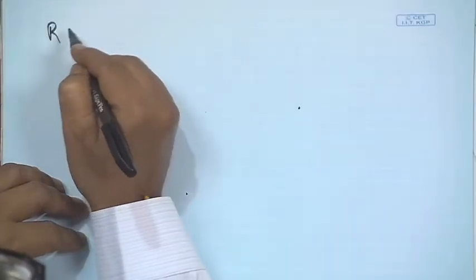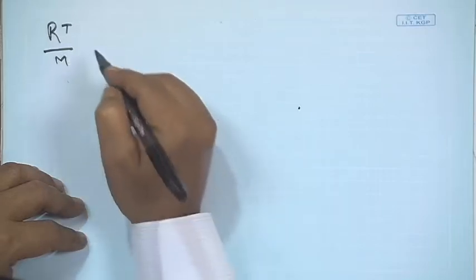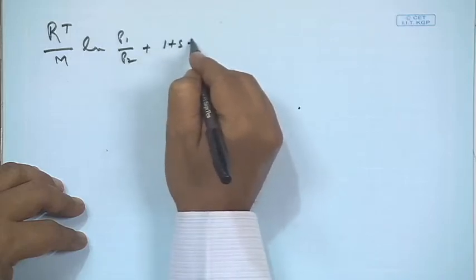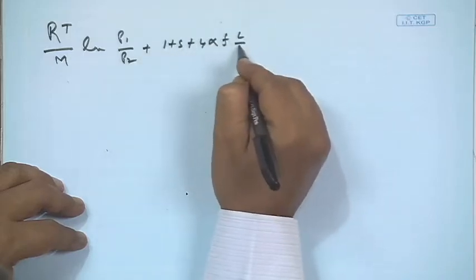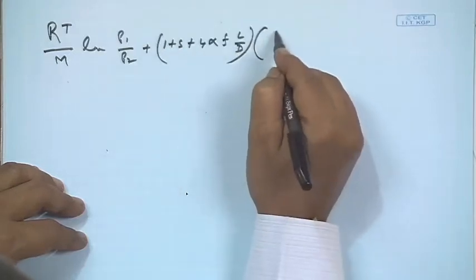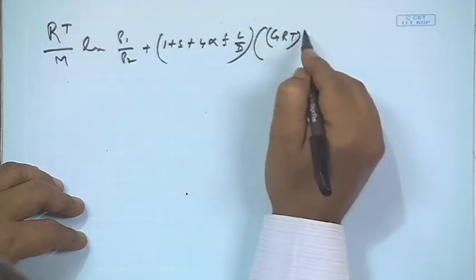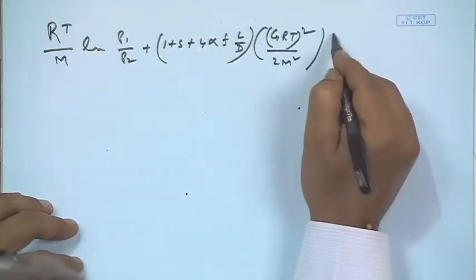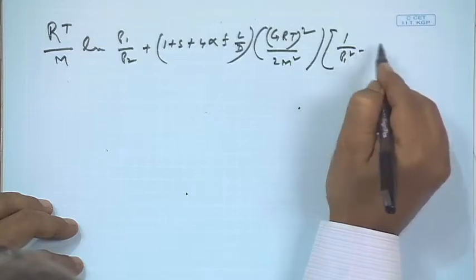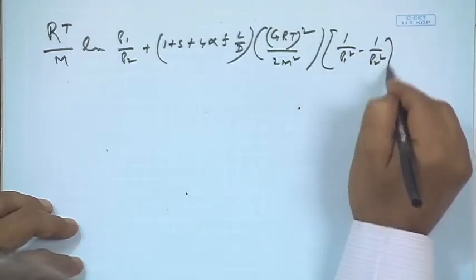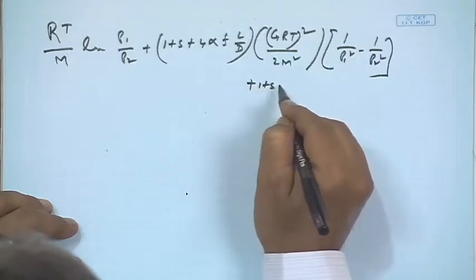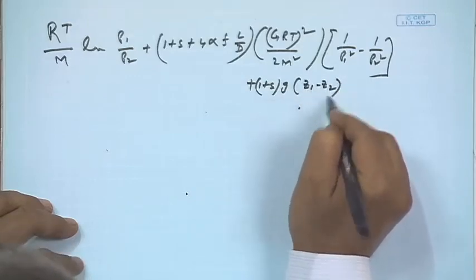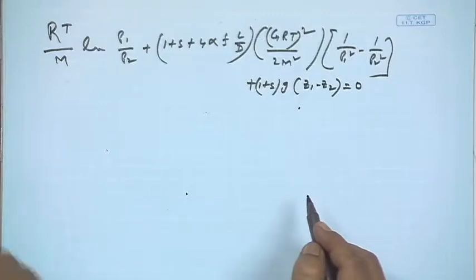We wrote that the equation was RT by M ln of P1 by P2, plus 1 plus S plus 4 alpha F L by D, this into G R T square by 2M square, into 1 by P1 square minus 1 by P2 square, plus 1 plus S into G into Z1 minus Z2 is equal to 0, right.